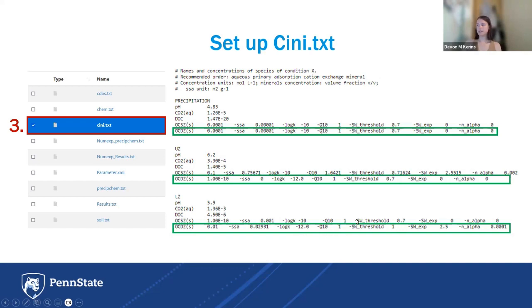And we set the log KEQ. The temperature threshold is set to 1, so it's essentially turned off. That's mostly to represent the fact that this is happening deeper in the ground, so the temperature is more stable throughout the year. And then we have soil moisture sensitivity, and some sensitivity to water table depth as well, represented by this N alpha value.